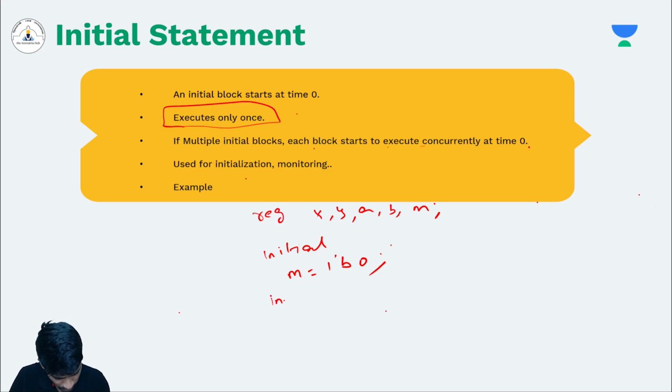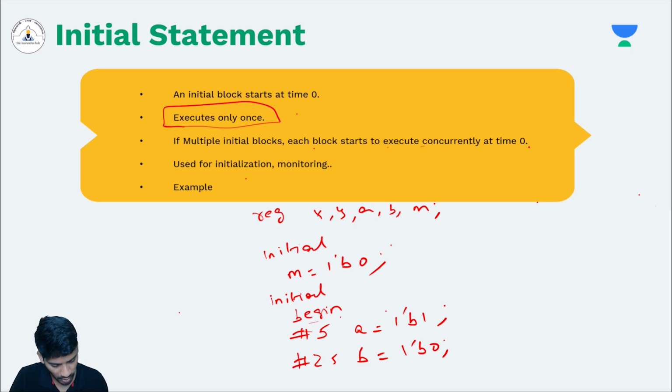Let's take one more initial block. Here I am initializing two different variables. So I am writing begin, and at 5 nanoseconds of delay. This we know, right? The hash is used for delay. So I am using 5 time units of delay. At 5 time units of delay, I want A to be 1'b1, and after, let's say, 25 nanoseconds of delay, my B to be 1'b0. I have begin, so I need to end this initial block.